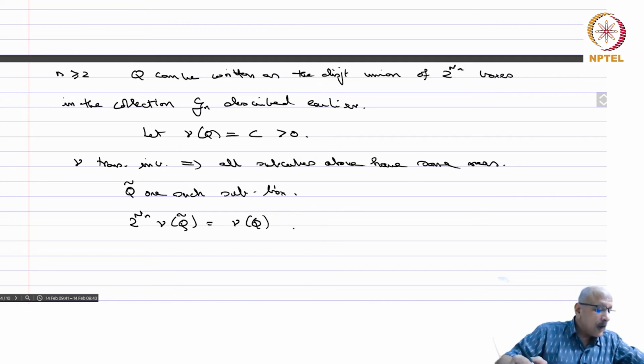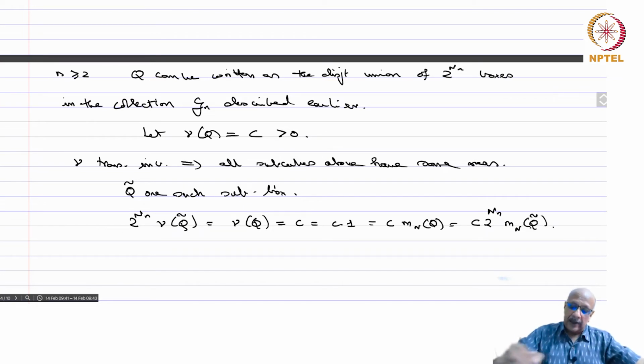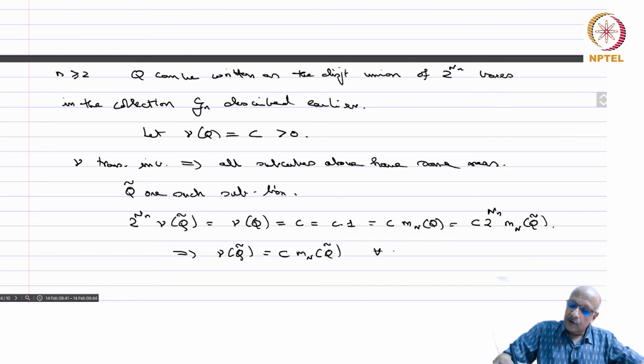So this is equal to C, which is C times 1, and therefore I can write C times Mn of Q, which again by translation invariance is C times 2 power nn of Mn of Q tilde. So this implies that nu of Q tilde equals C times Mn of Q tilde for all Q tilde in Gn.